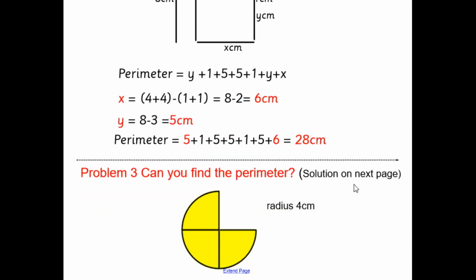Here's a problem. Can you solve this? Can you find the perimeter, which is this bit all the way around this figure? The radius is 4 centimeters. I'll leave that for just a second while you think about it. If you want to pause this page while you do it, you could do, but I'll put the solution on the next page. So I go to the next page.